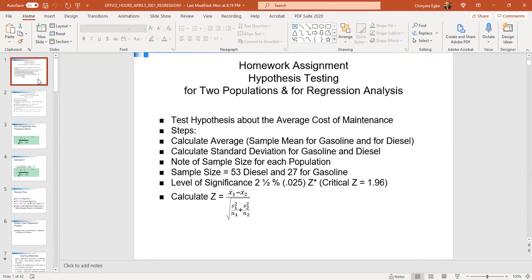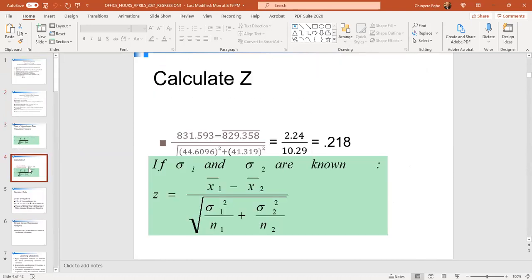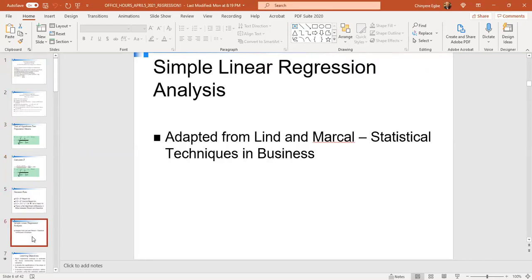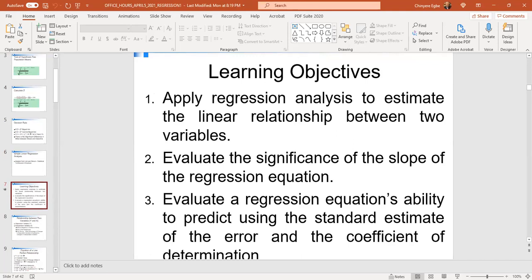All right, now the screen you see here at the very top is hypothesis test for two populations, but we're going to go straight into regression analysis, but you also see what we did for two populations if you care for it, okay? So what we're going to do is apply the concept of regression analysis to estimate the linear relationship between two variables, okay? And then we will evaluate the significance of the slope of the regression line.